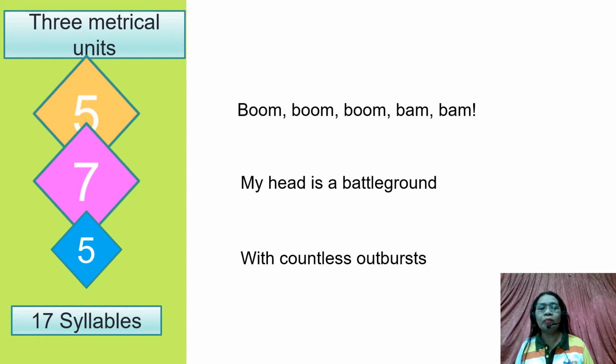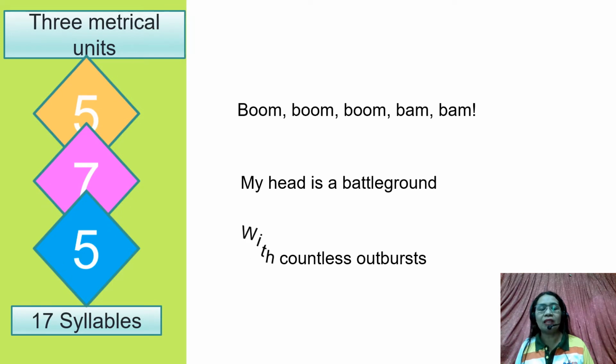Boom, boom, boom, bam, bam. My head is a battleground with countless outbursts. So, boom, boom, boom, bam, bam consists of 5 syllables. My head is a battleground consists of 7 syllables. The last line, with countless outbursts, consists of 5 syllables. So this is all 17 syllables with 3 metrical units.